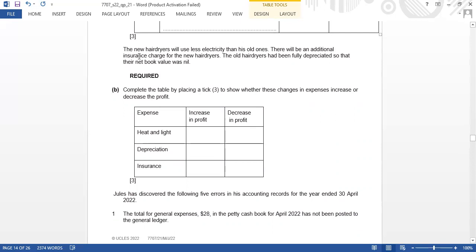as it is written, the new hair dryer will use less electricity, so the heat and light would be reduced after using the new hair dryer. So the heat and light will increase the profit, as depreciation will decrease the profit, insurance an expense that will decrease the profit. Now moving towards C part.